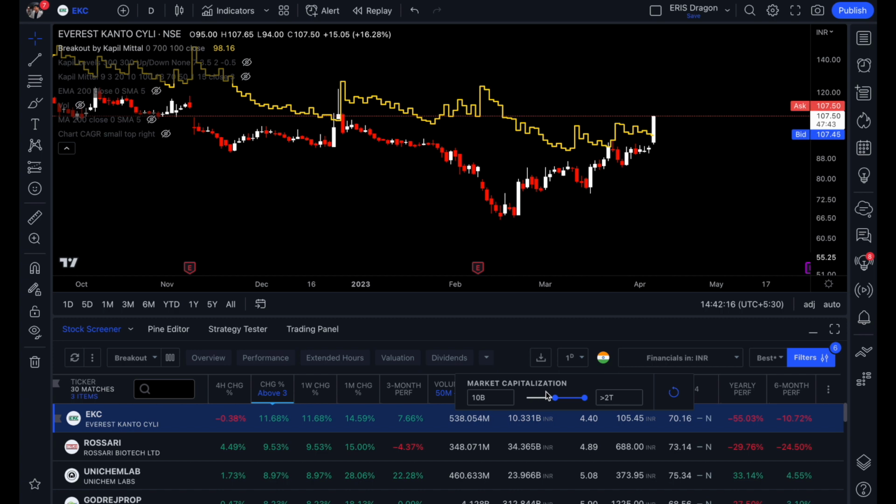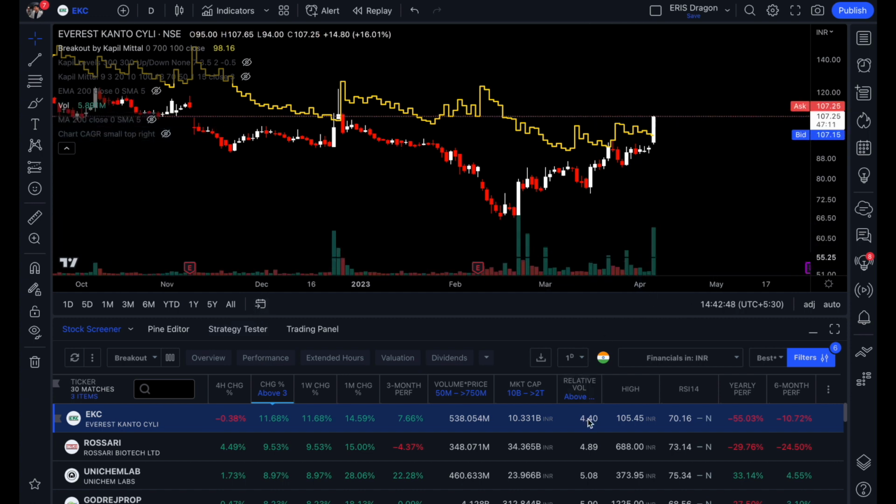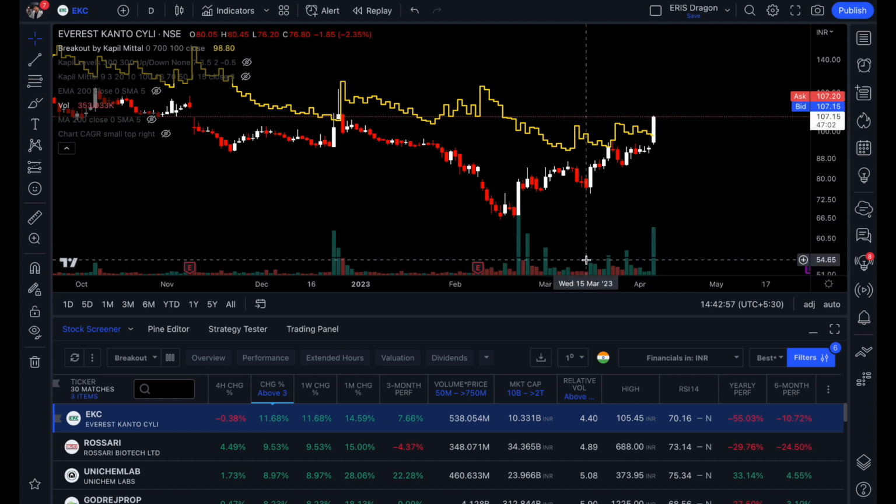We are not trading in penny stocks or stocks that don't have much volume. Similarly for market cap, we want to trade in good, healthy stocks, which are either medium cap or large cap. That's why we want to make sure that the minimum market cap of these stocks is 10 billion rupees. And for relative volume, we make sure that it is above 1.5. Relative volume is basically how the volume of the stock today compares to other days. For example, if I open EKC and look at the volume chart, it says that the relative volume is 4.4. That means the volume today is 4 times higher than the average volume of the last few days.